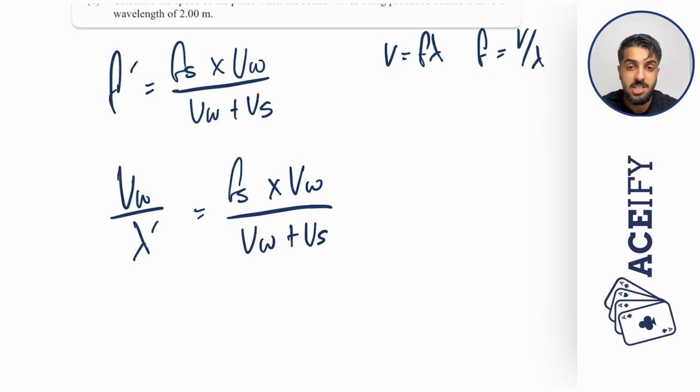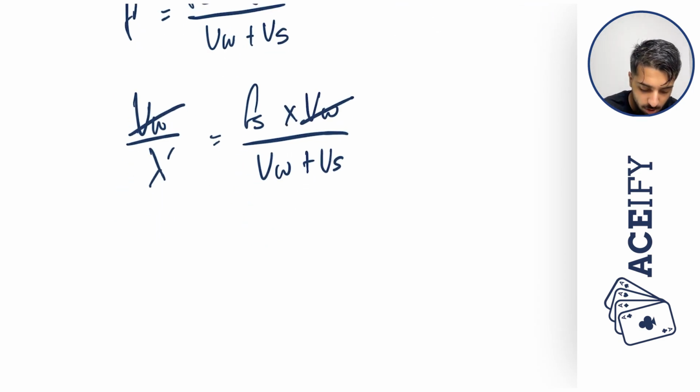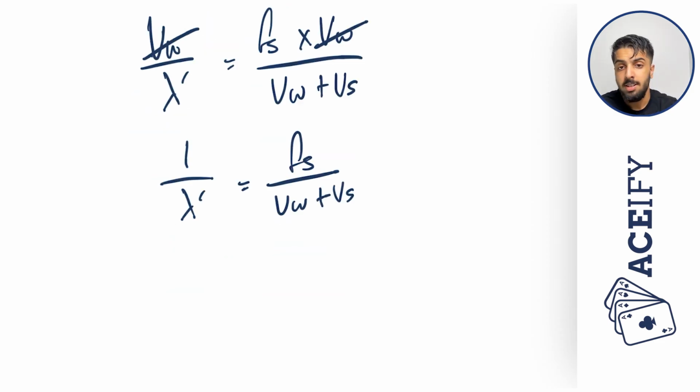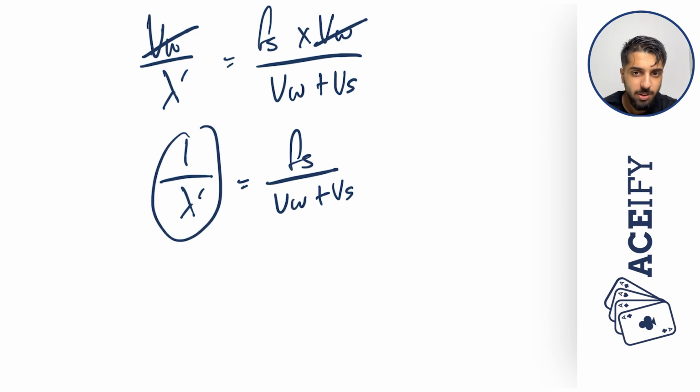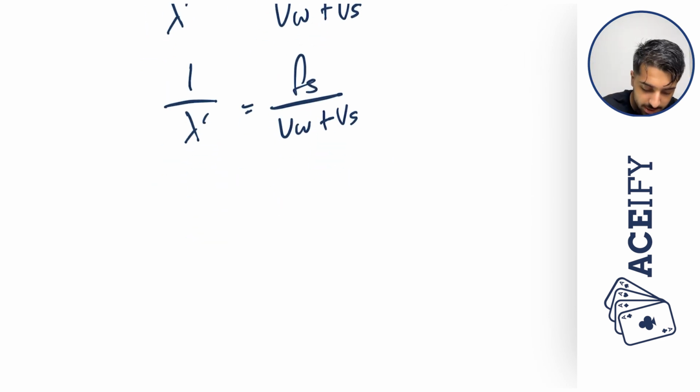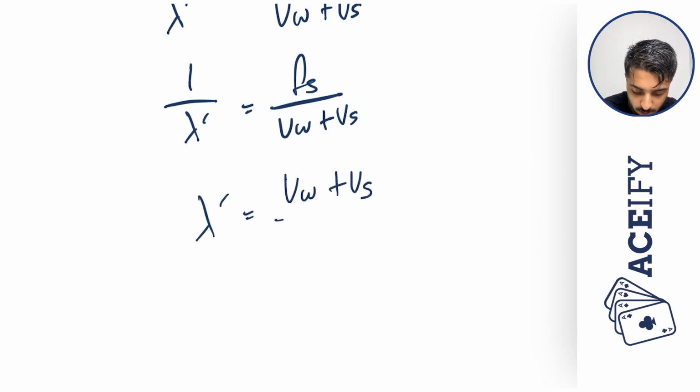Now because we have VW on both sides, we can divide by VW on both sides, and that will cancel out. And we get 1 over lambda prime is equal to Fs all over VW plus Vs. Now, I don't really like this 1 over lambda situation, so I can take the inverse of both sides, and we get lambda prime is equal to VW plus Vs all over Fs, right, our source frequency.